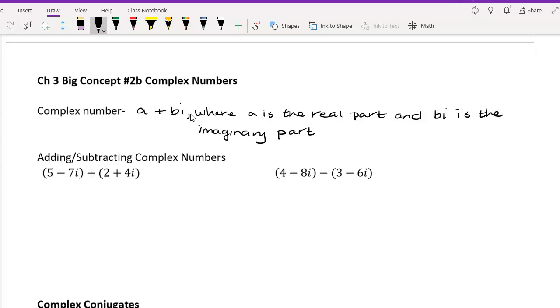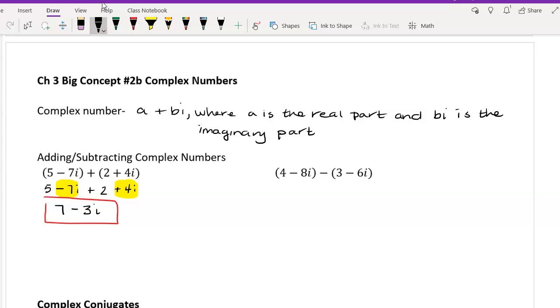So let's take a look at adding and subtracting complex numbers. Right here we have the quantity 5 minus 7i plus the quantity 2 plus 4i. Because this is a plus in between both of these binomial terms, we can actually remove our parentheses. So we have 5 minus 7i plus 2 plus 4i. At this point, it's just combining like terms. The i's will go with the i's. The non-i's go with the non-i's. So 5 plus 2 is 7. Negative 7i plus 4i is negative 3i. The real part comes before the imaginary part. So the final answer for this one is 7 minus 3i.